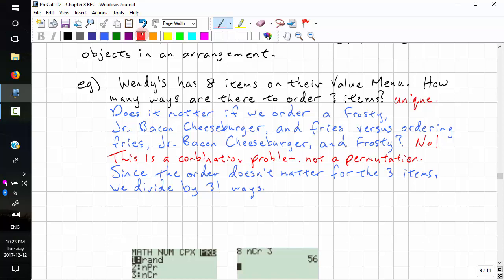So the answer is 8 choose 3. That's 8 factorial over 8 minus 3 factorial times 3 factorial. This is not hard to do. We have 8 times 7 times 6 over 3 factorial, which is 6. So we have 56 ways.